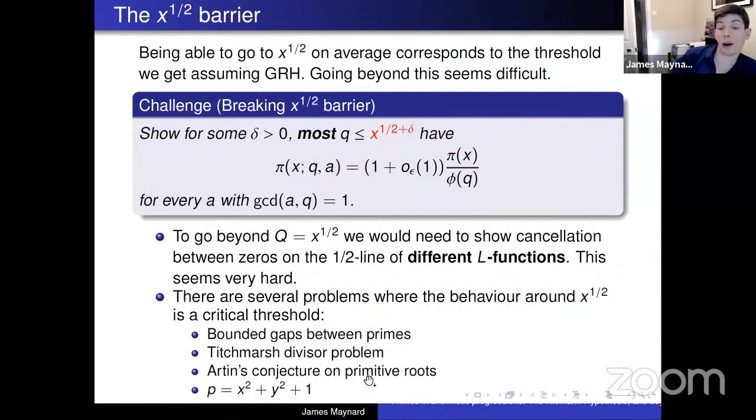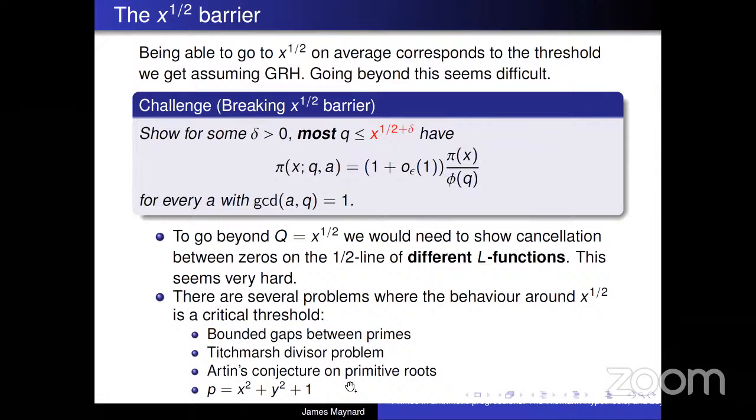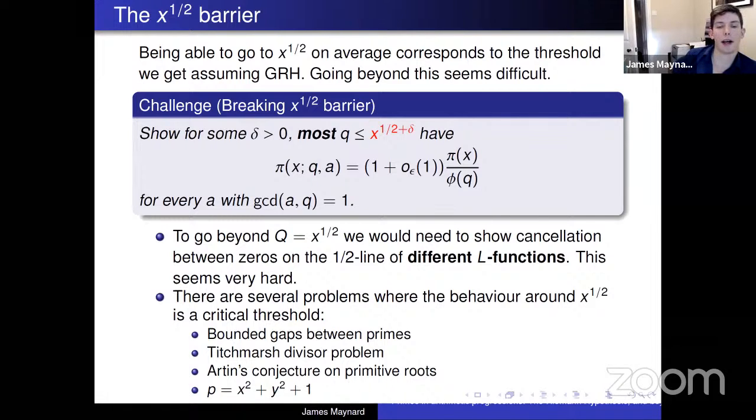And another result of Hooley: Hooley proved an old question of Hardy and Littlewood, that there are infinitely many primes of the form x squared plus y squared plus 1, and got an asymptotic formula for these. And for this question, again, the key technical difficulty was understanding primes in arithmetic progressions, where the modulus of the arithmetic progression was of size roughly the square root of the size of the primes.